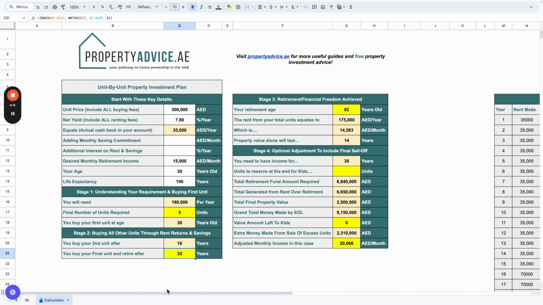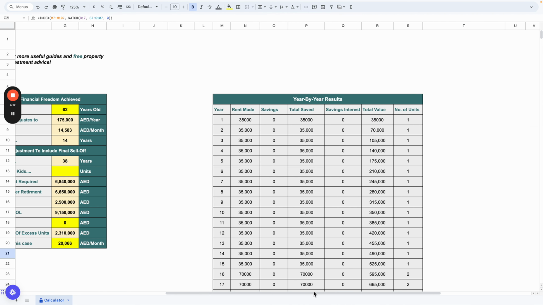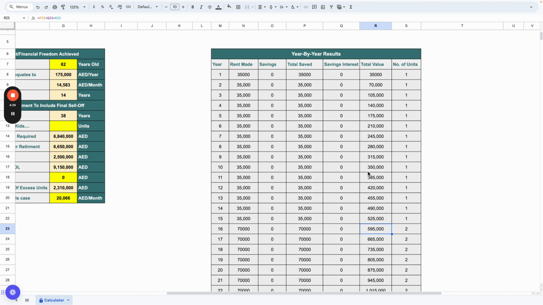So if you have a look over on the right, we do have this year by year results table. So year one, we're going to make 35,000 dirhams, and we're going to put it into our savings pot essentially. Year two, another 35,000 dirhams, so that grows to 70. Year three, and so on and so on. So eventually, at the end of year 15, the total value of our pot has gone over 500,000, which means we can buy the second unit.